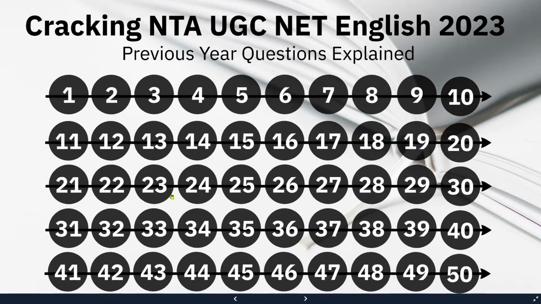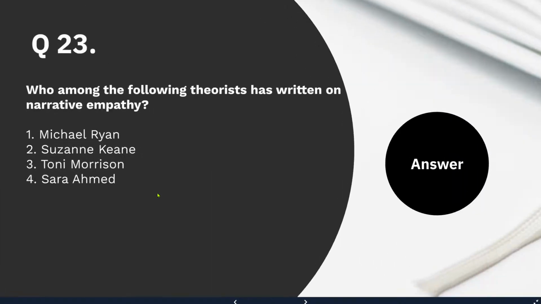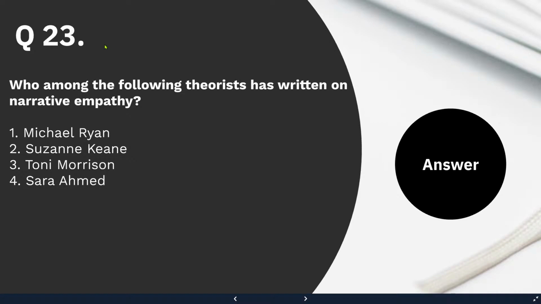And we have question number 23 here. Who among the following theorists has written on narrative empathy? Remember, it is talking about narrative empathy. We have four options: Michael Ryan, Suzanne Keen, Toni Morrison and Sara Ahmed. Which one do you think is the correct answer? If you know, just write in the comment box, or if you don't know, you can just guess, because guessing plays one of the most important roles in the exam.